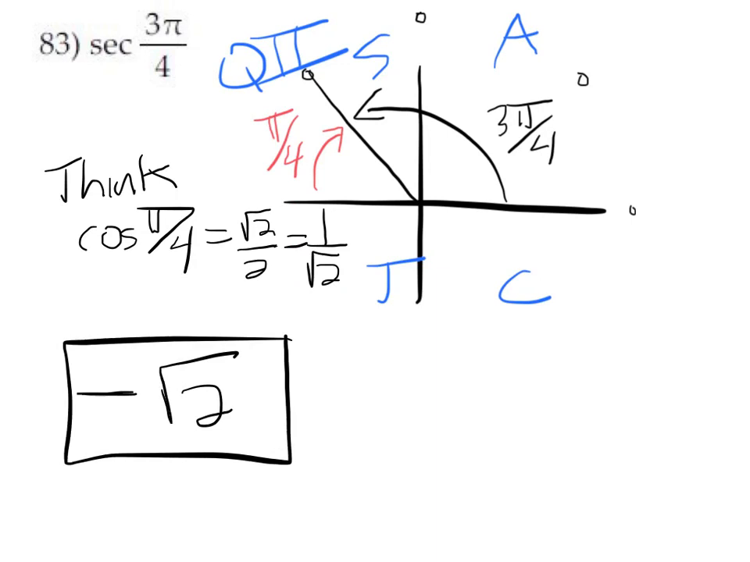So when you're doing secant, think cosine. With 3 pi fourths, you have to get the reference angle and the quadrant to know what sign and value you have, and then flip it for secant.